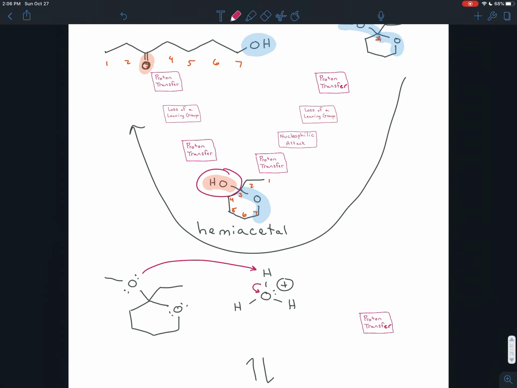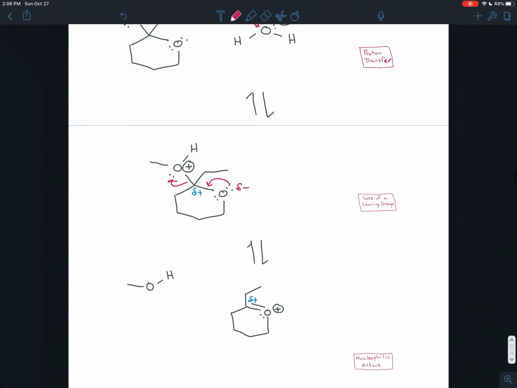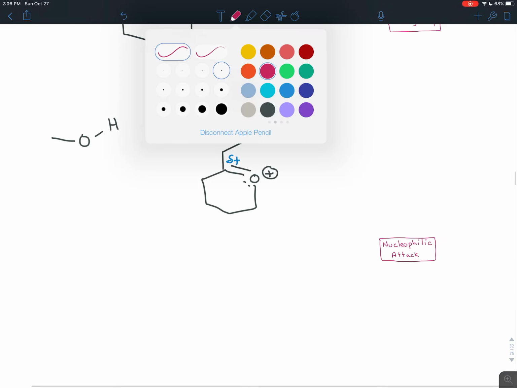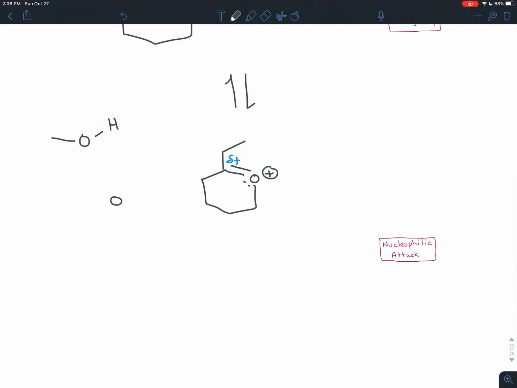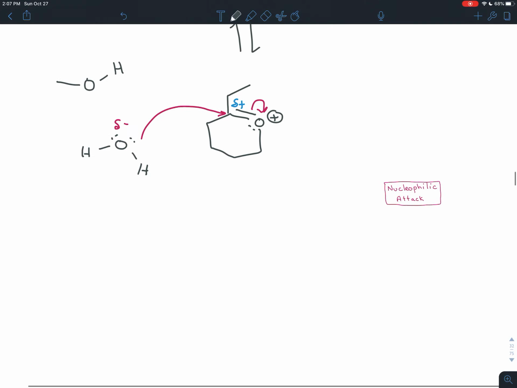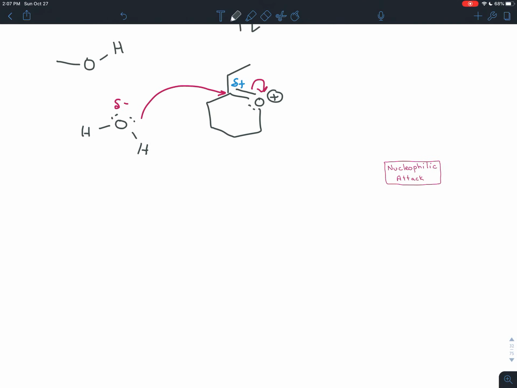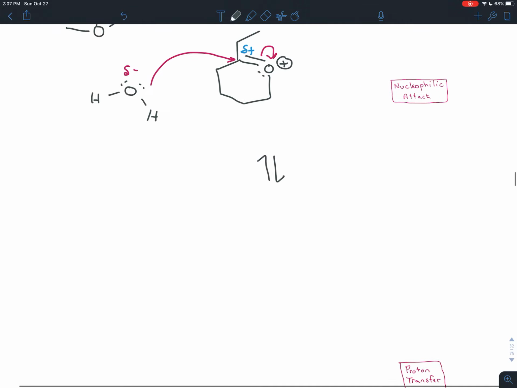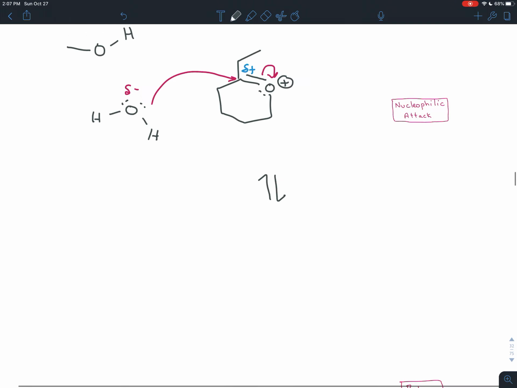Now, we're adding water, and the water is going to be responsible for adding that OH onto the molecule. This is hydrolysis. We're breaking the acetal apart using water. So the water comes in and acts as a nucleophile. The slightly negative oxygen attacks the slightly positive carbonyl carbon and pushes the pi electrons onto the oxygen to help stabilize that positive charge. So that is our nucleophilic attack. The water attacks as a nucleophile.